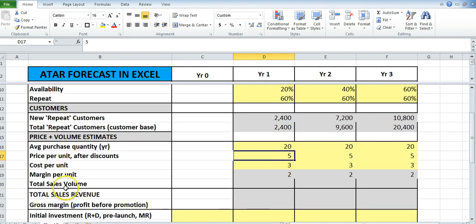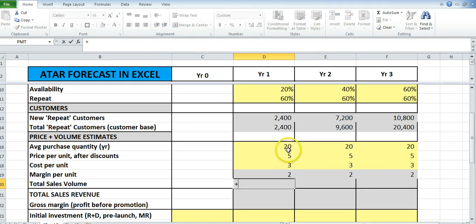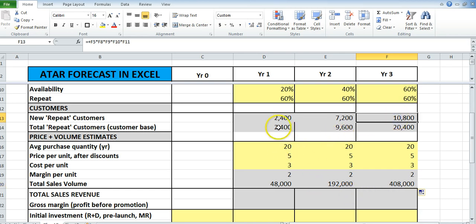Now I can work out sales volume, number of units, and likely revenue, okay, of my assumptions. So our volume is simply the number of products bought per customer multiplied by the number of customers we have. So in the first year, we're going to sell 48,000 units. I drag that across, and you can see it's almost 10 times after 3 years. The reason is I've gone from 2,500 customers to 20,000 customers.